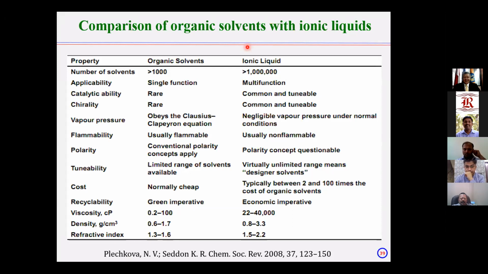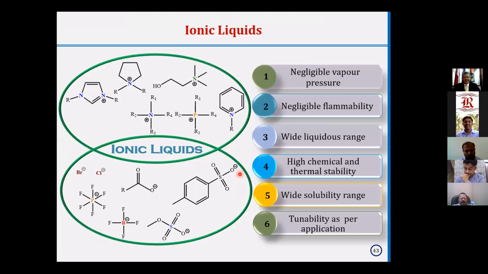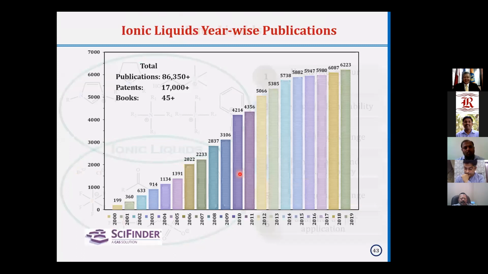So about 2-3 decades ago, when this research started, they were using the solvents which we look for when we look for any solvent. If you see SciFinder, there are more than 86,000 publications, 17,000 plus patents, and about 50 books.